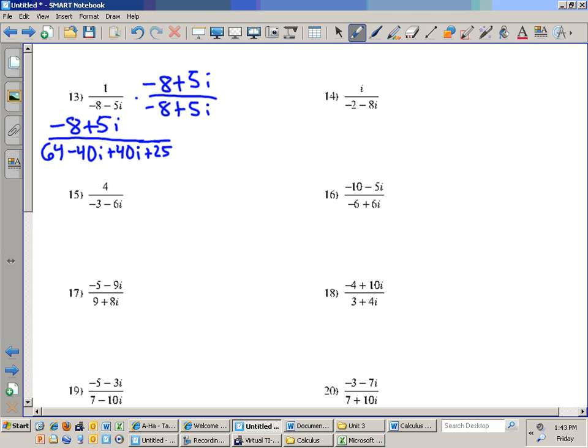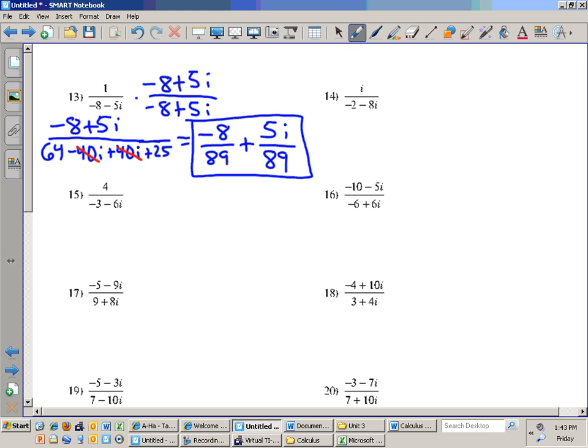What happens to your 40i's? They go away. And so you're just left with what on the bottom? 64 plus 25, which is 89. And I need to divide both pieces in the top by 89, so it's negative 8 over 89 plus 5i over 89. So on these, you can see that you're going to multiply by the conjugate to get rid of i in the denominator. We don't want the imaginary portion in the denominator, so we do that. That's my final answer. Does that make sense?